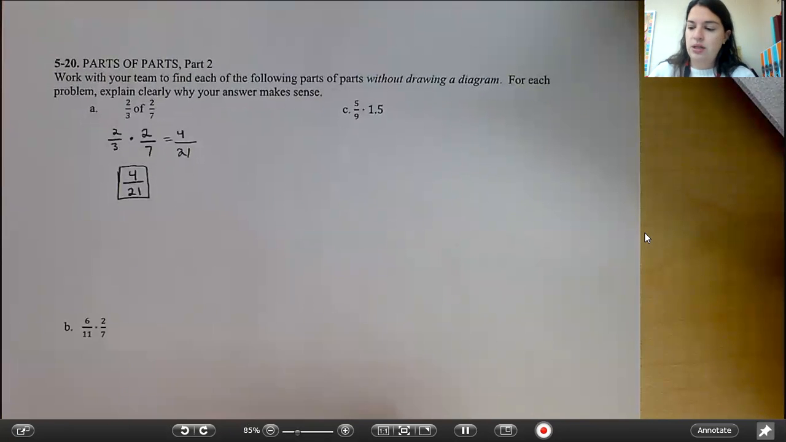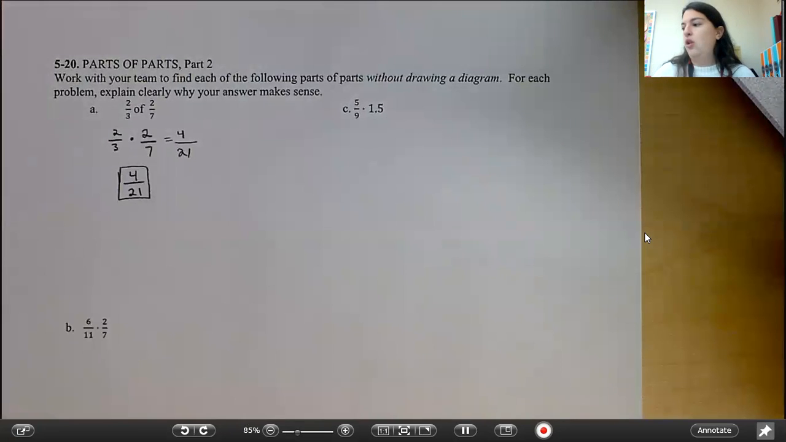That is all I have. We're going to save B and C to discuss in class along with problem 519. So if you have any questions, please email me.